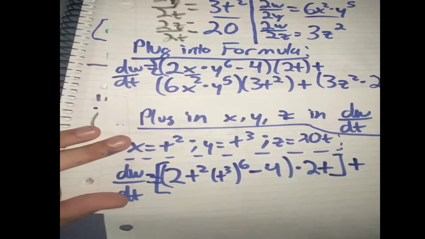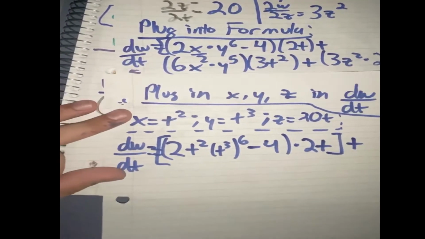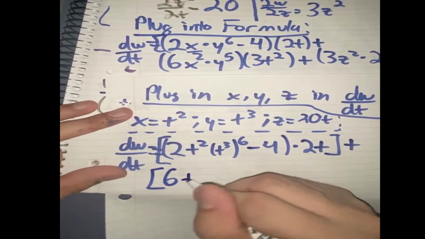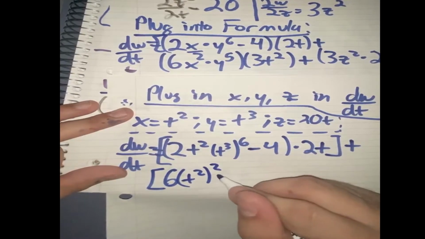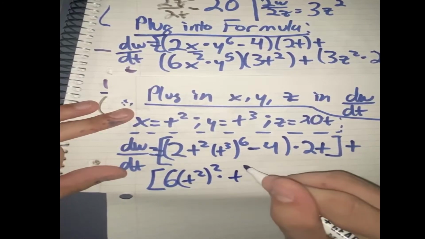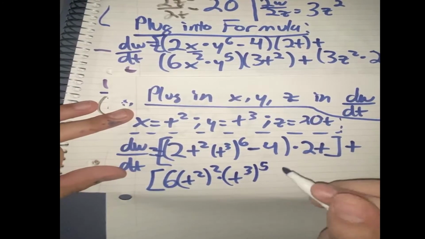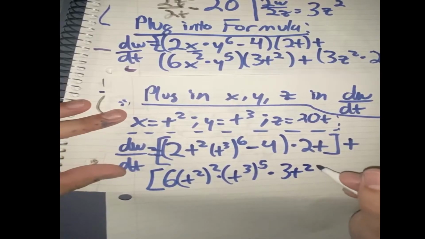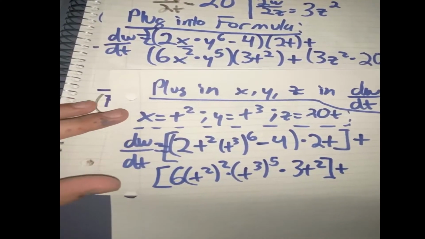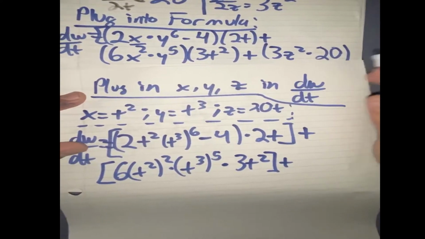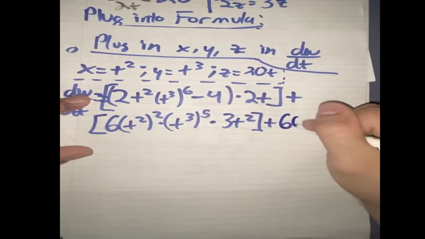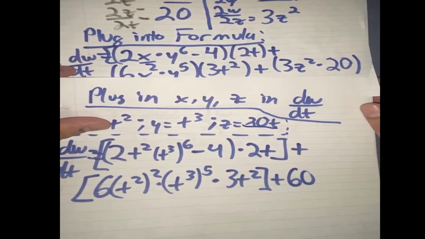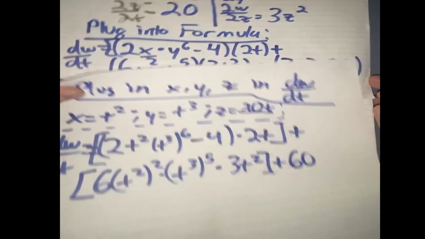Then we add this term with our y term. So our y term would be 6x squared, which would be t squared but squared since it's x squared, times y to the 5th, so t cubed but to the 5th power, times 3t squared, plus, we're going to simplify this, 3 times 20 is equal to 60, then our z squared. What is our z? Our z is equal to 20t, so we're going to square 20. So z squared is equal to 20t squared.